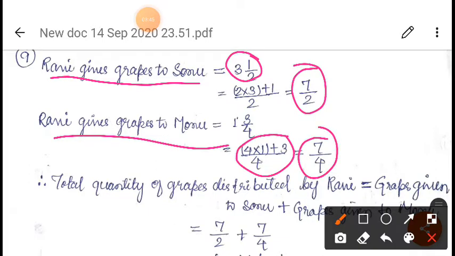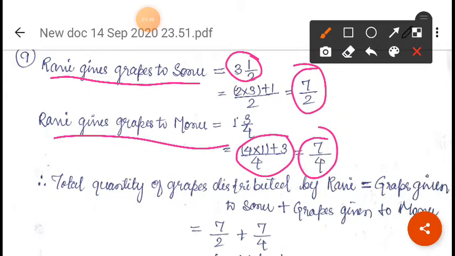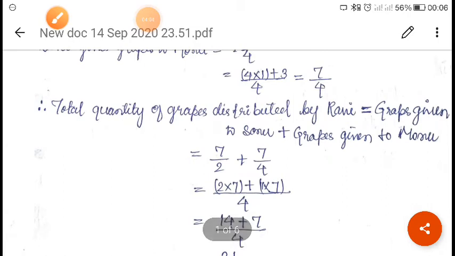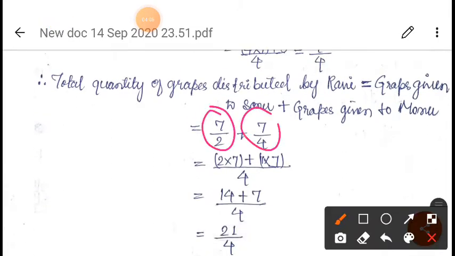Now to find the total quantity of grapes distributed, it will be equal to the grapes given to Sonu, this one, and the grapes given to Monu, this one. We just simply add these two, and we will get the total quantity of grapes, right? As you can see, I have added this 7 by 2 plus 7 by 4.